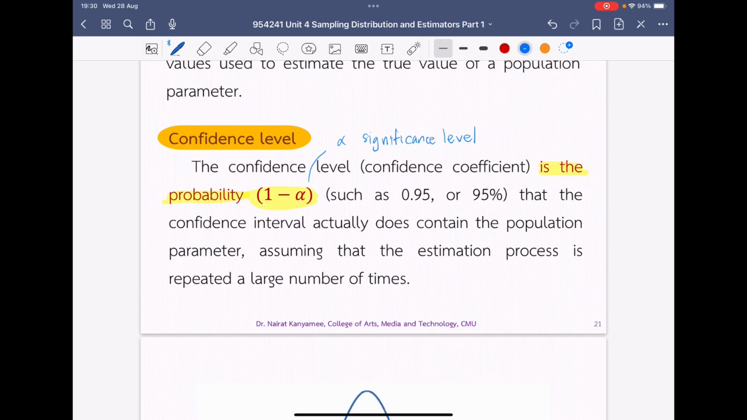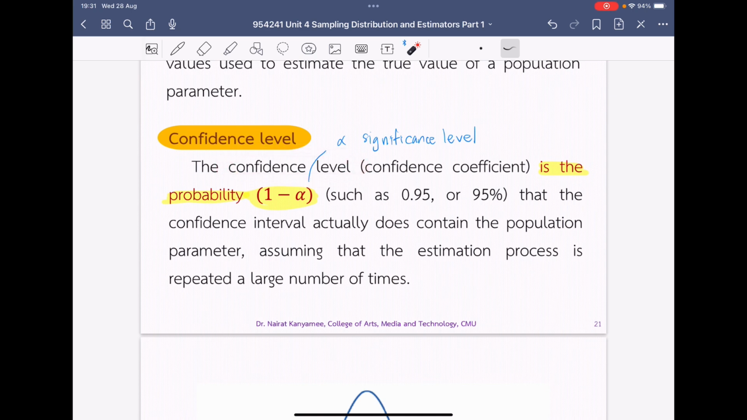Level of significance, or significance level. So the confidence level is 1 minus alpha. For example, we say 95% confidence level means the probability is 0.95. This will be related to the z value with the area given in the normal distribution. The confidence level is the proportion of intervals that contain the population parameter, assuming that the estimation process is repeated a large number of times.